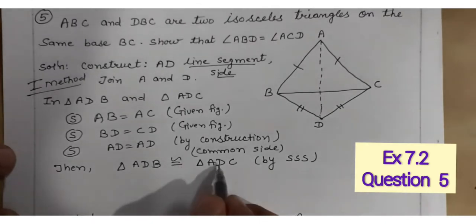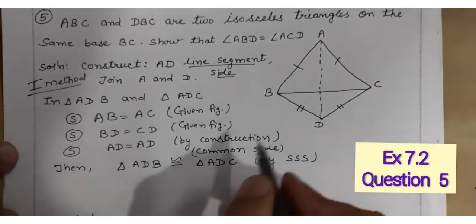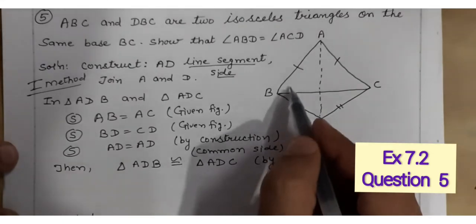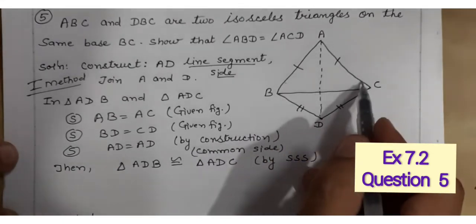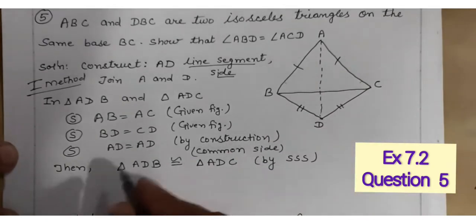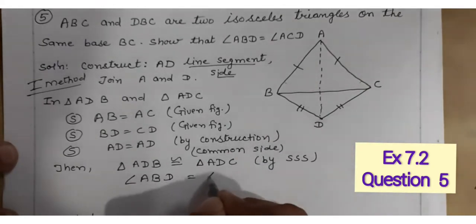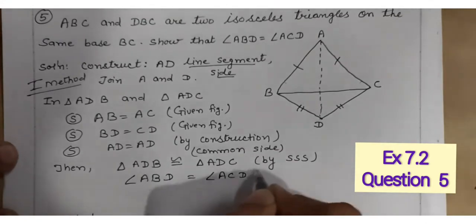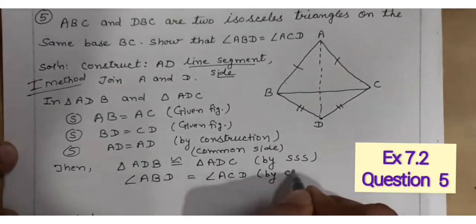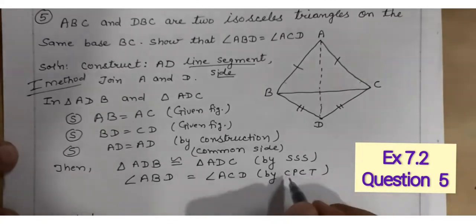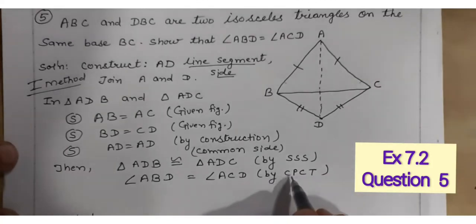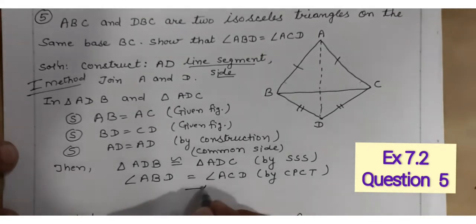If these two triangles are congruent, then I can say this angle ABD is equal to angle ACD by CPCT. And what is the meaning of CPCT? Corresponding parts of congruent triangles. And now we will do the second method.